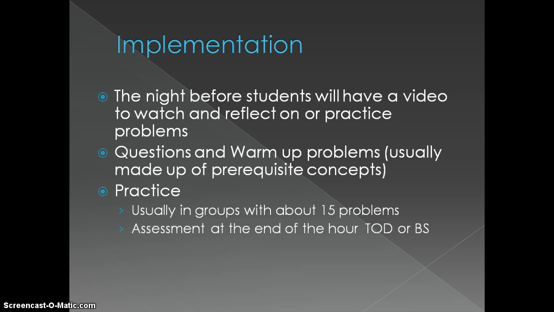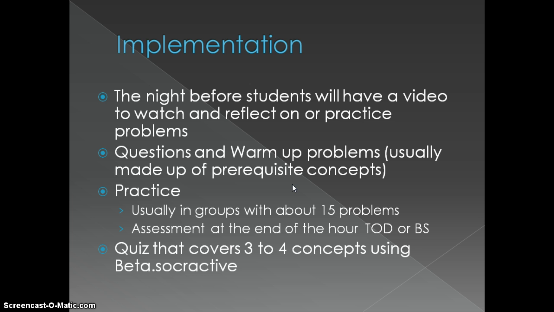If there was a half sheet of paper, I put the right ones on the bottom as they were walking out and the incorrect ones on top, so I knew exactly who was struggling with the material. And then a quiz usually covered 3 to 4 concepts using Beta Socrative. You saw the output of that last one. It's great. I can't tell you how nice it is to have that information quickly.